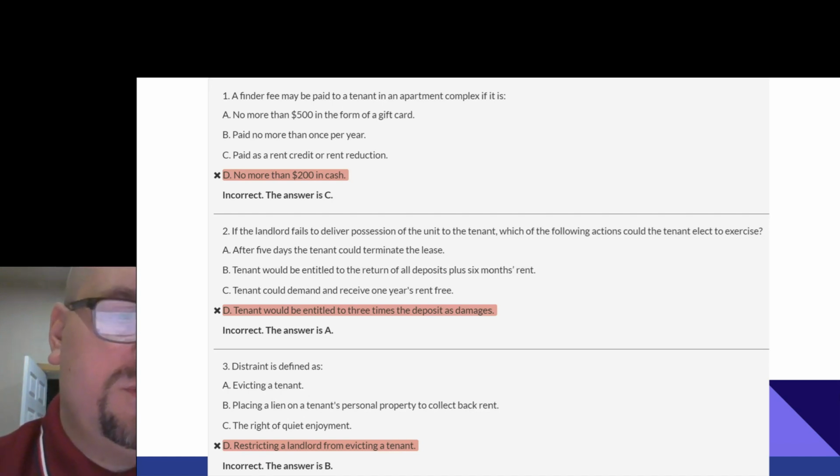Is it evicting a tenant? No. The right of quiet enjoyment? No. Restraining a landlord from evicting a tenant? No.